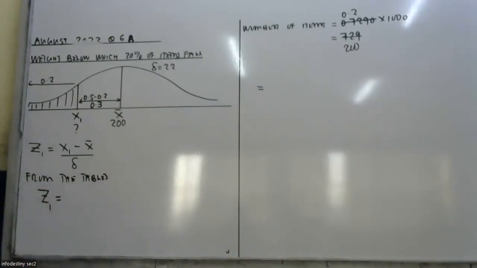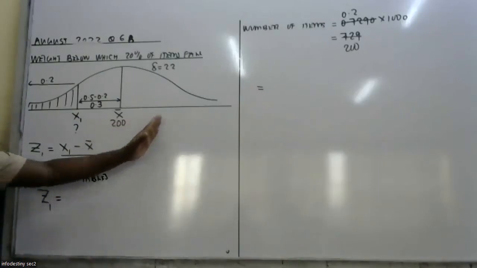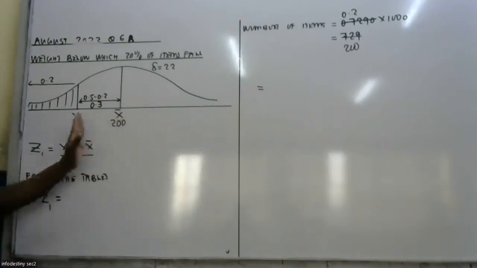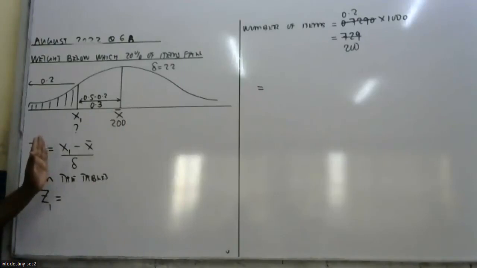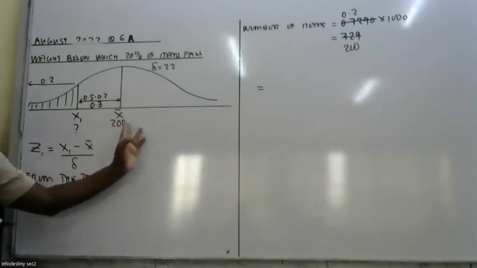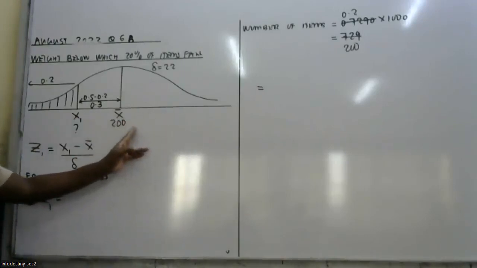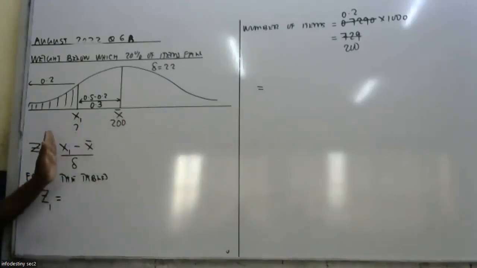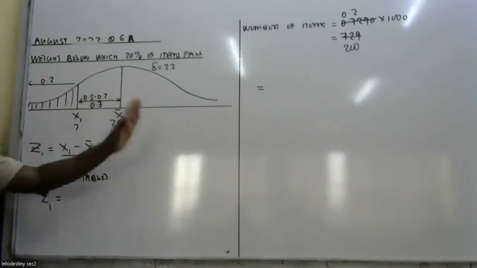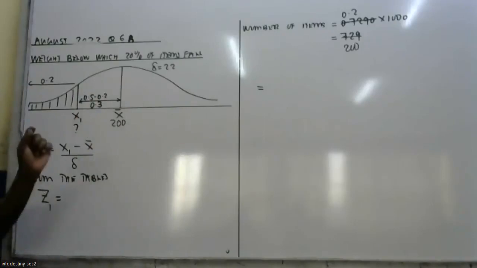I have told you two things. If you are on the upper side, the value of Z will be positive. If you are on the lower side, the value of Z will be negative. Let me repeat. If you are on the upper side of X bar, the value of Z will be positive. If you are on the lower side of X bar, the value of Z will be negative. So in our case here, are we on the lower side or on the upper side? So you expect the value of Z to be positive or negative? Itaingia hapo ikiwa negative.